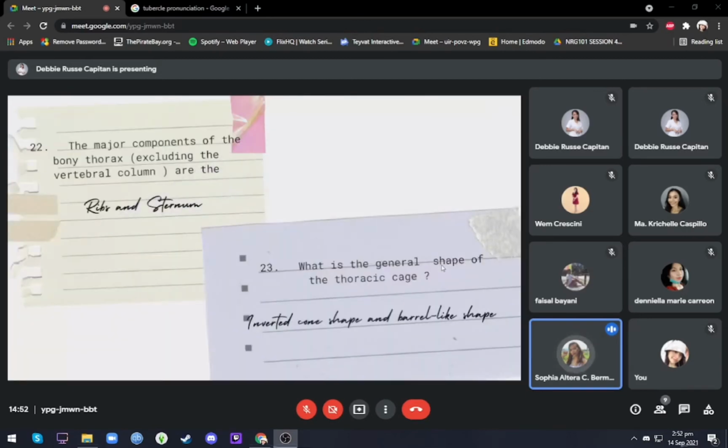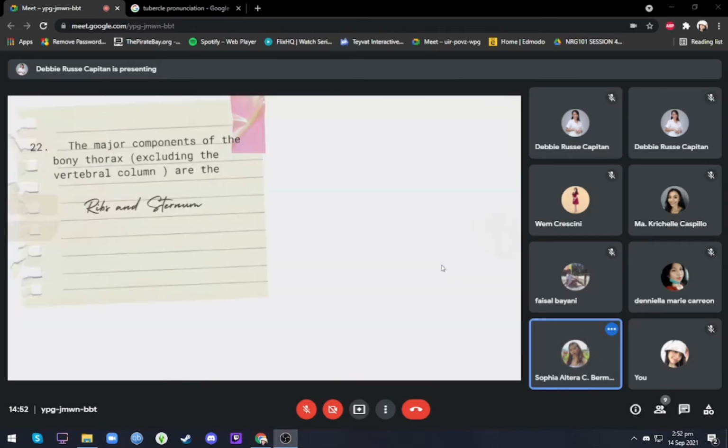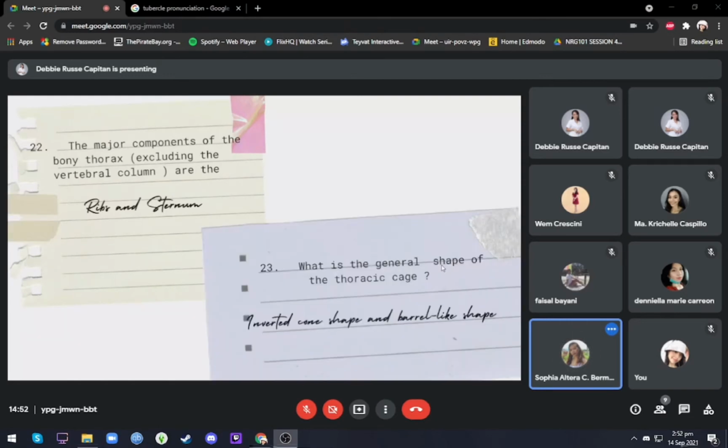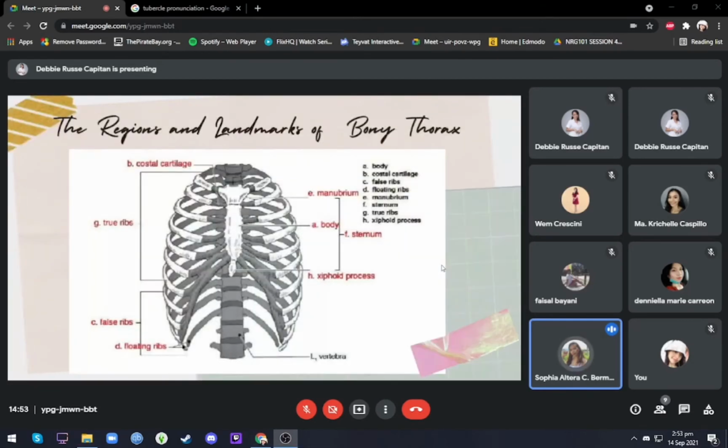For number 22, the major components of the bony thorax, excluding the vertebral column, are the ribs and sternum. Number 23, what is the general shape of the thoracic cage? It is an inverted cone shape and a barrel-like shape.